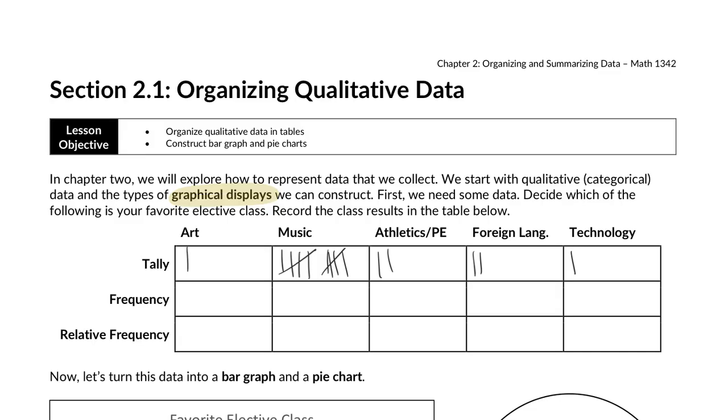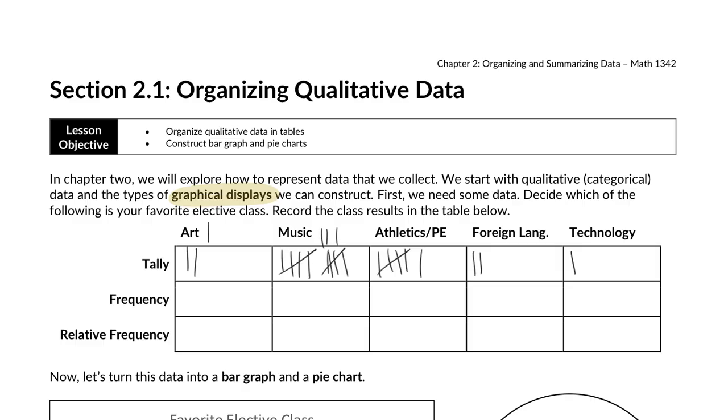Whoa, I'm running out of space. I'm going to come up here. Art. Riley. Athletics. Arthur. Athletics. Hugo. Athletics. Let's go back, Devin. Athletics. Art. Music.